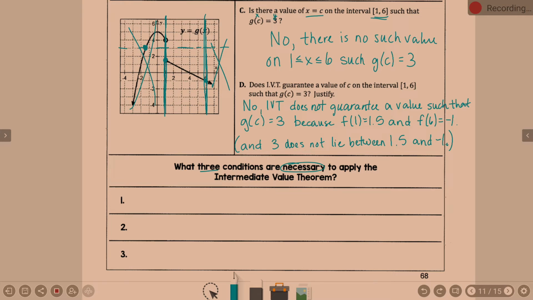Okay. So I'm going to say that f is continuous on the closed interval a to b. f has to be continuous on the closed interval, including the endpoints officially. So thus we say closed interval.